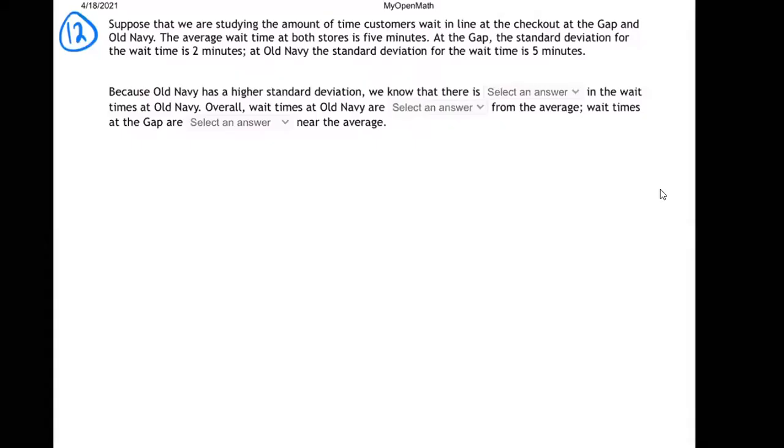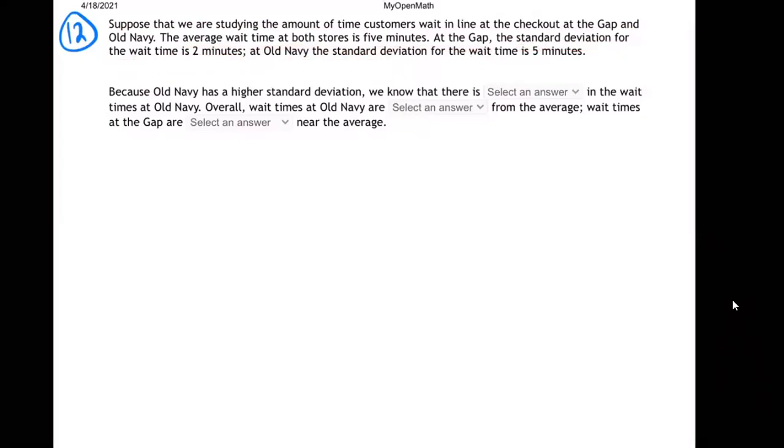Okay. So on this one, we are studying the amount of time customers wait in line at the checkout at Gap and Old Navy. The average wait time at both stores is 5 minutes. At the Gap, the standard deviation for the wait time is 2 minutes. At Old Navy, it's 5 minutes.